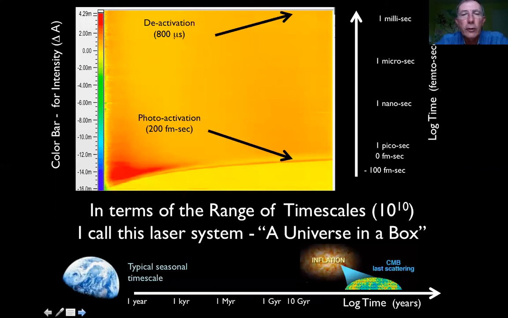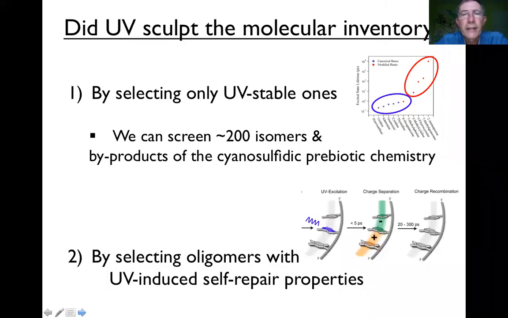So I like to call my laser system a universe in a box, because the range of time which you span between photoactivation and deactivation, especially when you don't have a conical intersection, if you measure this in terms of years, is more or less 10 to the 10, the same range of time that we cover here. So did UV sculpt the molecular inventory? Well, we are screening now about 200 isomers and byproducts, and I'll tell you in a year where we stand with this. And then the oligomers is what I told you, the self-repair of them.